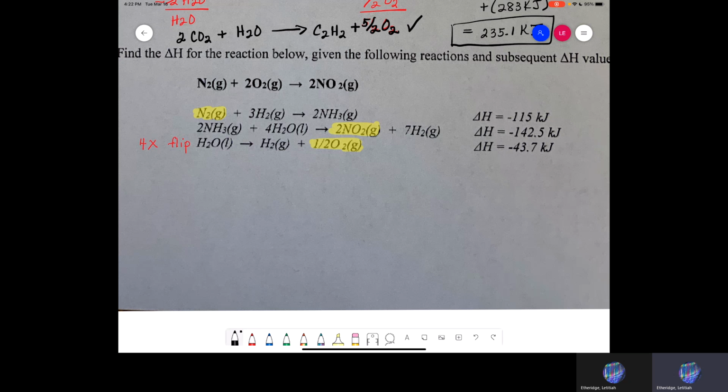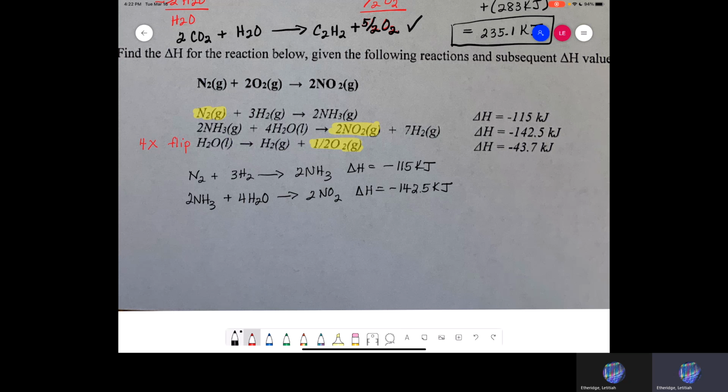Okay, so now let's rewrite our stuff based on the instructions. So for N2 and 3H2, we have our 2NH3. I did not make any changes at all, so my heat is going to stay the same. Same for this next one, 2NH3 plus 4 water make 2 NO2s. I did nothing to change it, so that is going to stay the same as well.